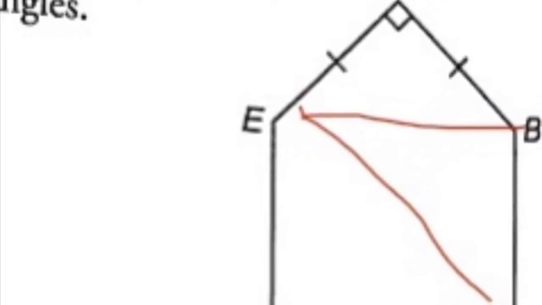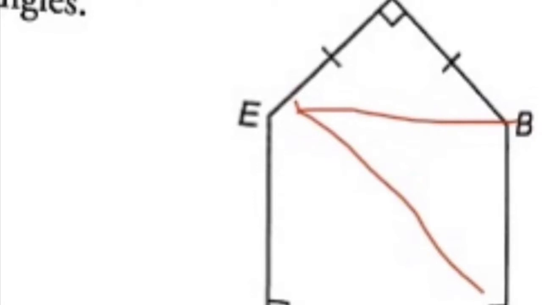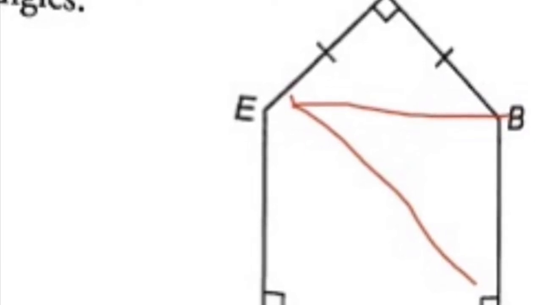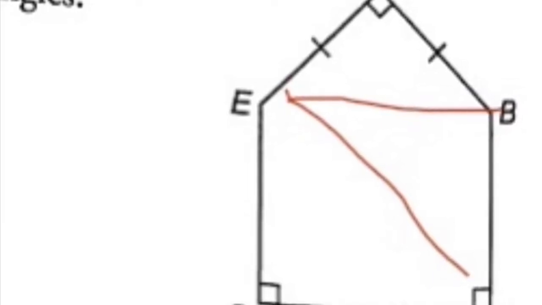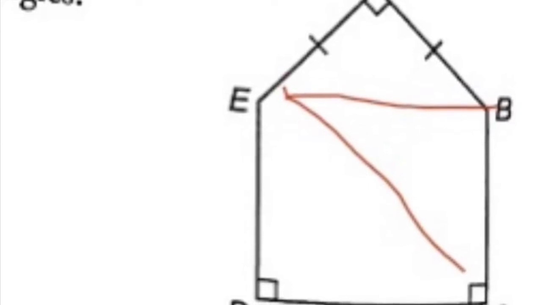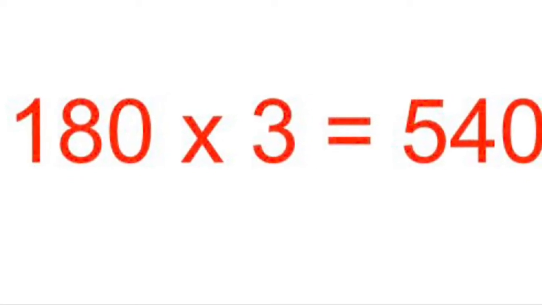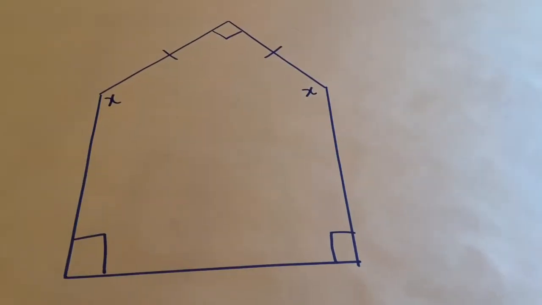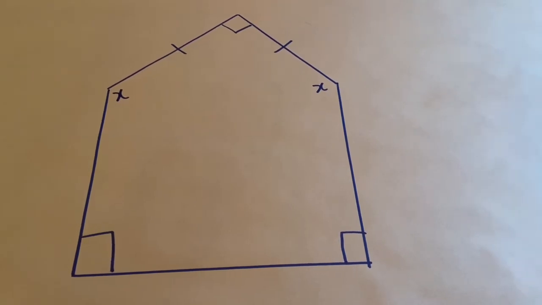So here's my shape. You can see that I've used a red marker and I've split it into three triangles. I went from vertex E to vertex B and then vertex E down to the bottom corner. And we see that we have three triangles and each of those triangles is 180 degrees. So if I want to know the total sum of all the angles inside the shape, all I need to do is 180 times 3. So what we have is a five-sided shape where all the angles add up to 540 degrees.